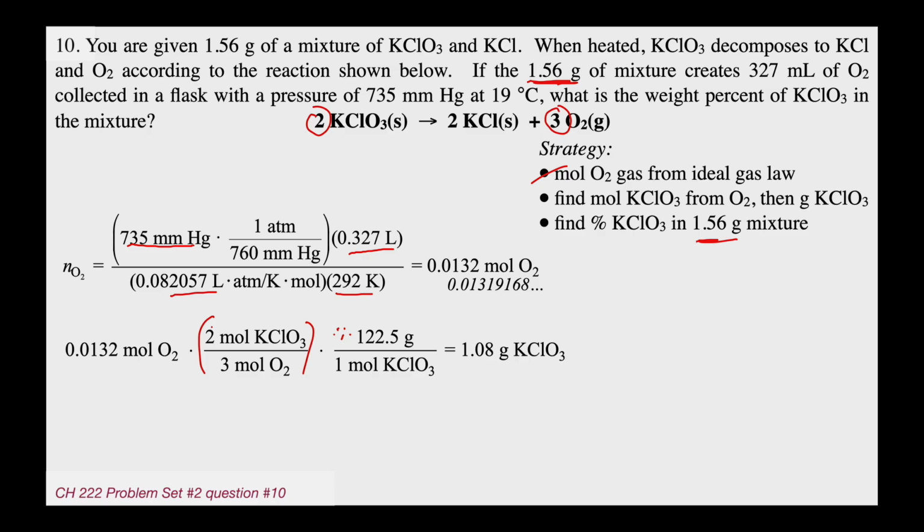So if you're curious about the percentage of the good KClO3, 1.08 divided by 1.56 times 100%, this mixture is 69.1% KClO3. Because KClO3 breaks down a little bit over time, this process is actually used. If you know how pure your KClO3 is, you can add a little extra and still have the same result as if you used pure KClO3.